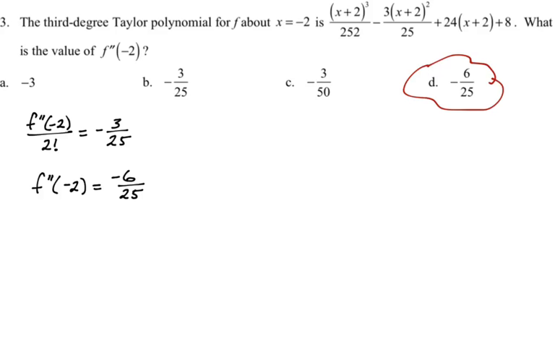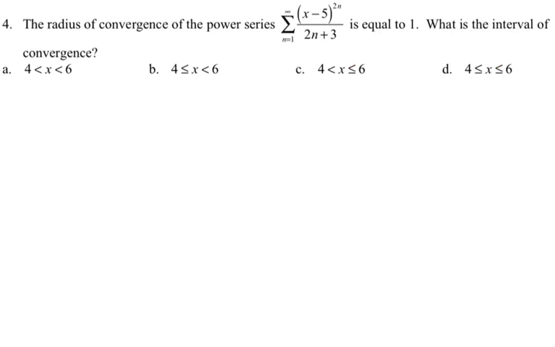All right, let's take a look at another one. The radius of convergence of the power series, the sum of (x minus 5) to the 2n over 2n plus 3, is equal to 1. So we know the radius of convergence. And what is the interval of convergence?